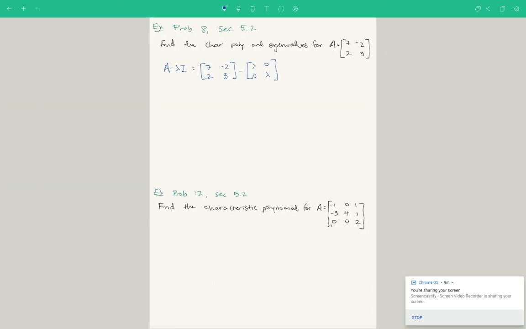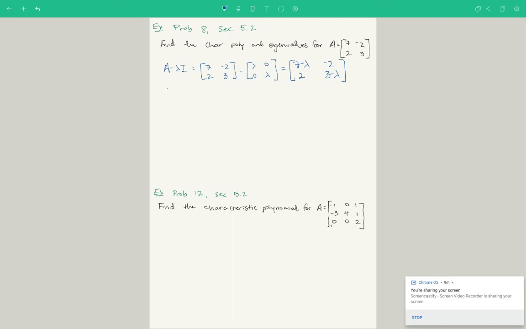So this is problem 8 in section 5.2, and it's asking for the exact same thing. It wants you to find the characteristic polynomial, and it wants you to find the eigenvalues for this matrix. So let's start by finding our A minus lambda I. Again, we're just subtracting lambda off of the main diagonal, and then the off-diagonal entries stay exactly the same.